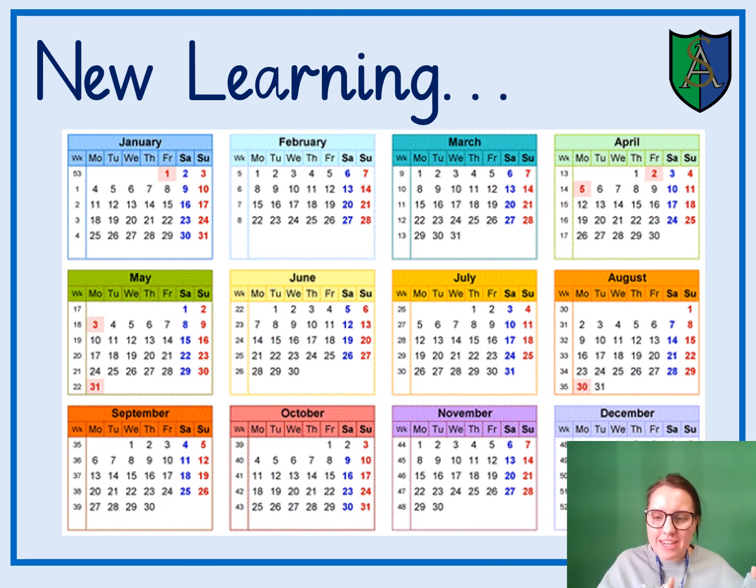So there are 7 days in a week and there are 12 months in a year, okay? Now, each of the months has got a set amount of days within it. So if you look here, January has 31, but February only has 28, and April has 30. So there are different amounts of days in each month.